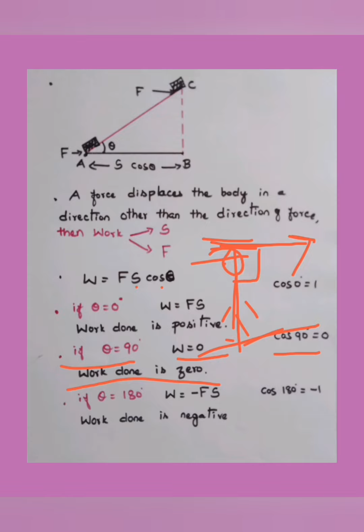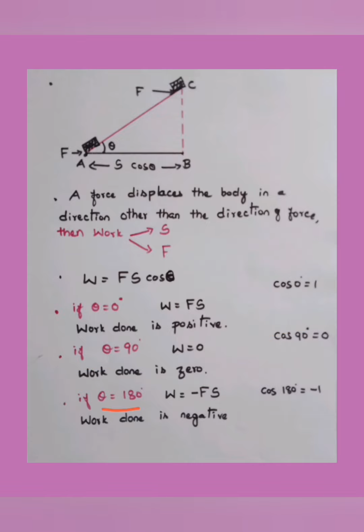Next, moving to the third condition, when theta is equal to 180 degrees, cos 180 is equal to -1. So -1 into F into S gives us -F S. Hence the work done is said to be negative. If it is asked in the exam, they may give different angles of theta and ask you to find the work done by the person. So we can give an example for theta equal to 180 degrees.